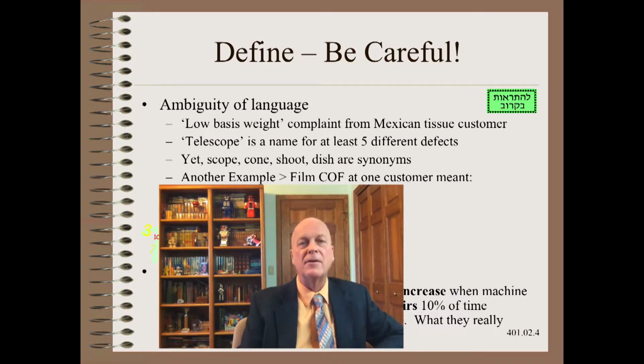For example, the word telescope can refer to any one of 5 totally different defects. Worse yet, the word telescope has equivalent aliases that include scoping, coning, shooting, dishing, and others.